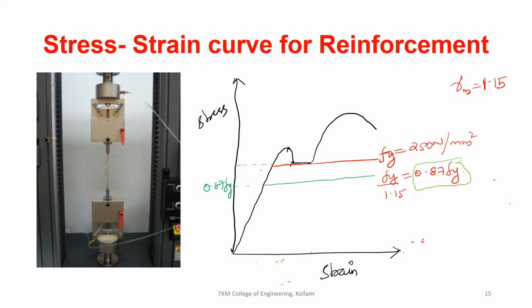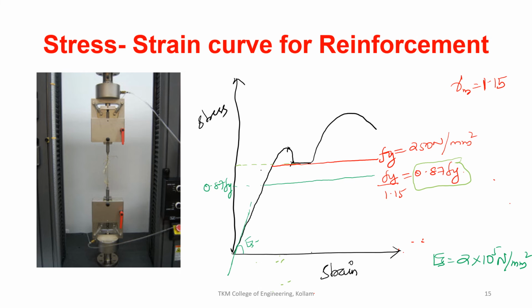That is, the initial modulus or the Young's modulus, I will get it from the curve here, right? Since it is linearly varying, the Young's modulus is the initial tangent modulus, and Es is equal to 2 into 10 raised to 5 Newton per mm square. According to IS 456, we will take this value of Young's modulus of steel as 2 into 10 raised to 5 Newton per mm square. So we'll find the strain corresponding to your 0.87 Fy.